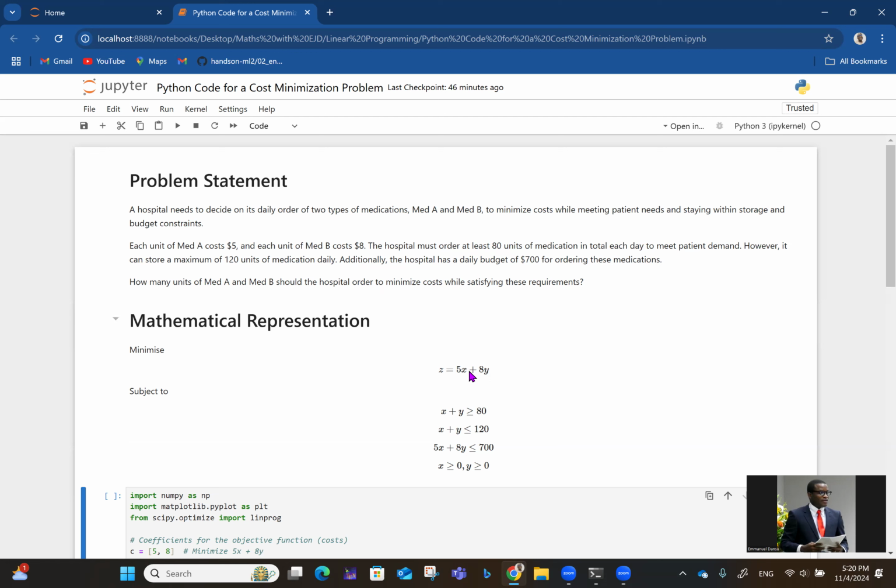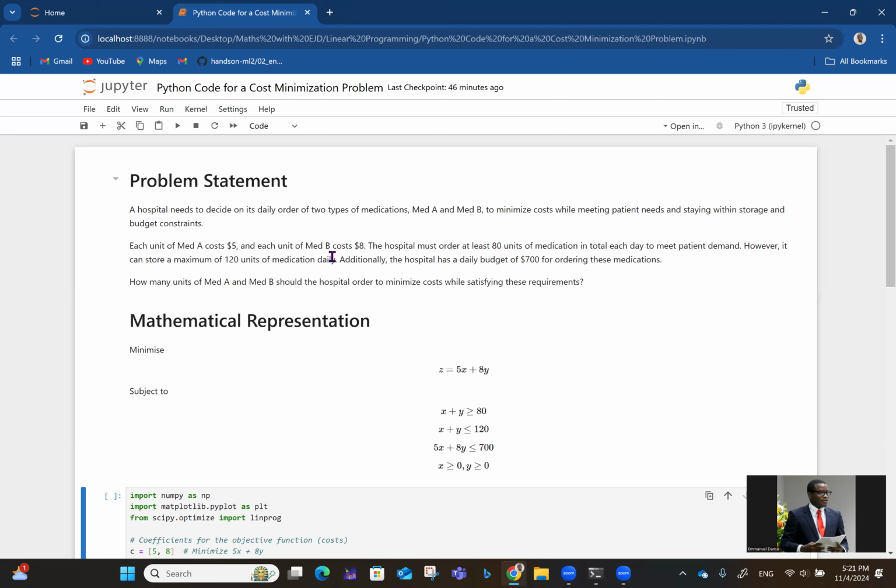Then the hospital must order at least 80 units of medication in total each day. So whatever units of Med A plus whatever units of Med B you order should not exceed 80 units. Sorry, should not be less than 80 units. That's at least 80 units, that's greater than or equal to 80 units. So that's one constraint. The other constraint is, however, it can store a maximum of 120 units.